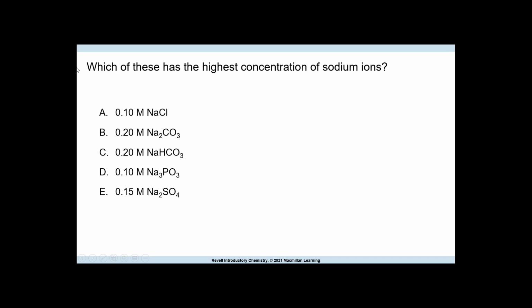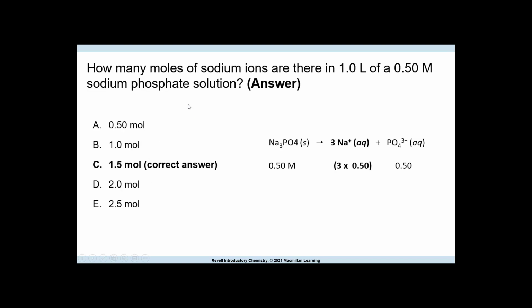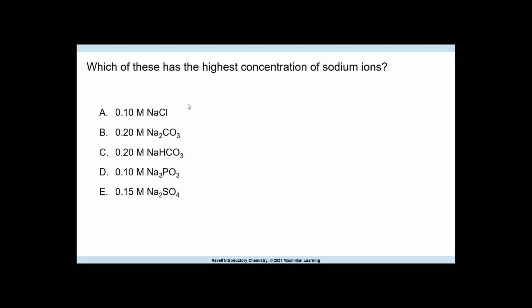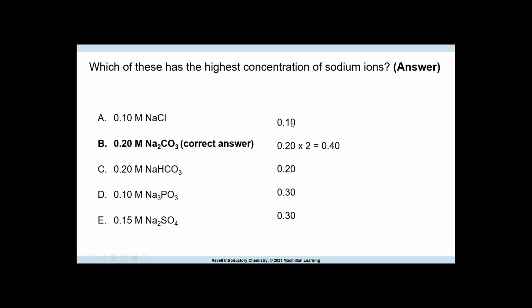Which of these has the highest concentration of ions? So in this case, you just have to break it out like I did here and then check the answers. So I kind of helped you out here by pulling it all out. And B is going to be the answer because you can see here it's asking for sodium. So we only care about sodium. We don't care about the anion. So this one's going to have the highest concentration. This is 0.2 molar times 2 equals 0.40. And you see this one down here is 0.3, 0.3, 0.2, 0.1. So this one's going to have the highest concentration.